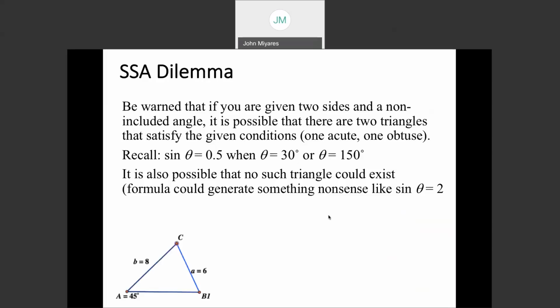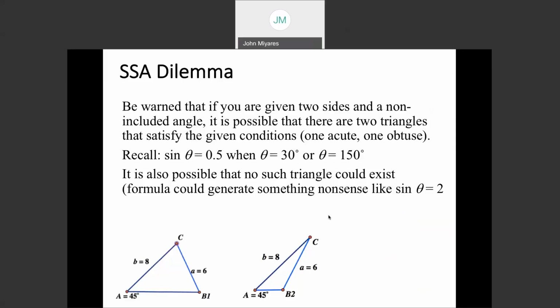Here is such an example. We have side A is 6, side B is 8, and angle A is 45 degrees. This seems innocent enough until you realize that this second triangle here meets the same conditions. Angle A is 45 degrees, side A is 6, and side B equals 8. What happens is that when we go to solve for angle B, we can get two different solutions that both happen to work. We'll look at this example more closely on the next slide.